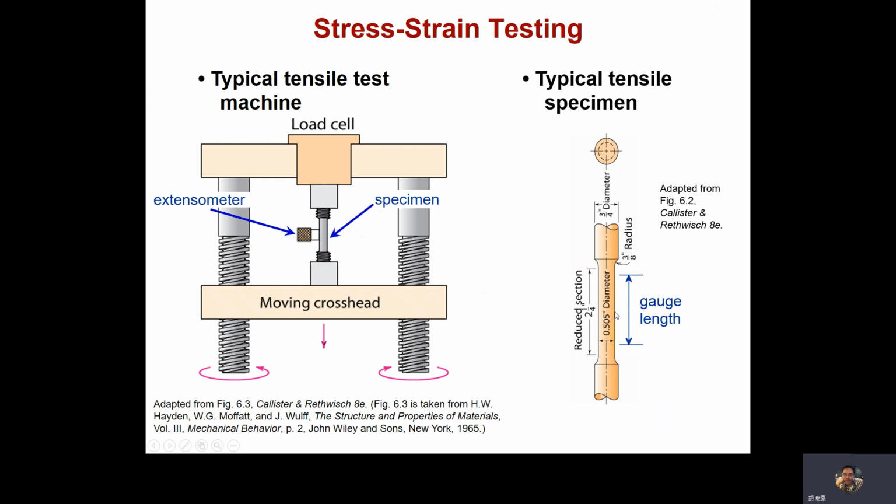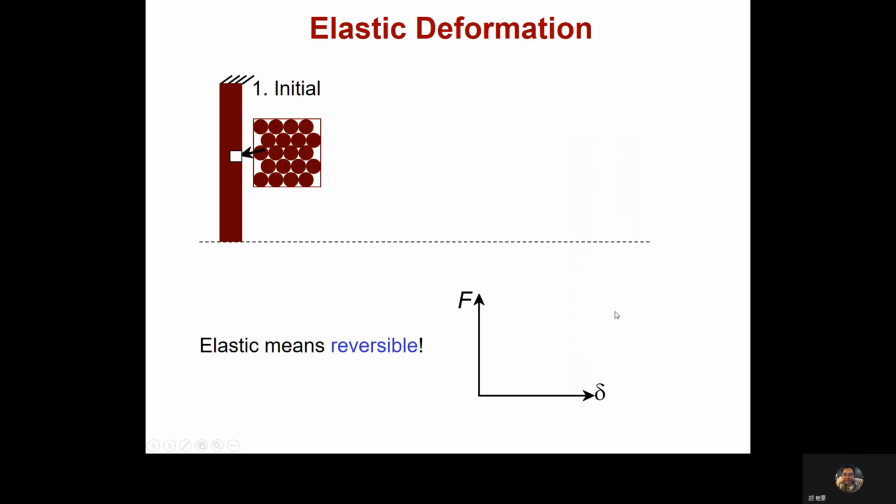And from those results, we can figure out whether these metals are ductile or brittle. So there are lots of mechanical properties that can be figured out from the tensile test.